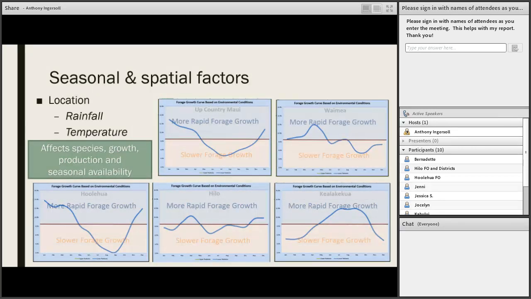When we're talking about seasonal and spatial factors, location drives most of that here in the tropics because it will affect your average rainfall and temperature. That's a given for your site, and it's important to understand how that can affect the species composition of your grazing land, your growth, your production, and seasonal availability throughout the year.